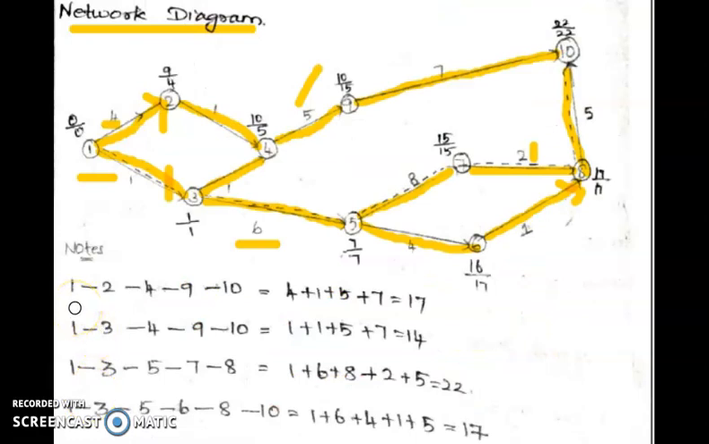Here are the possible network paths from start to end. 1 to 2, 2 to 4, 4 to 9, and 9 to 10. The value will be 4 plus 1 plus 5 plus 7, it is one possible way. And 1 to 3, 3 to 4, 4 to 9, 9 to 10 is another possible way. And 1 to 3, 3 to 5, 5 to 7, 7 to 8, 8 to 10 is another possible way. And 1 to 3, 3 to 5, 5 to 6, 6 to 8, 8 to 10 is another possible way.